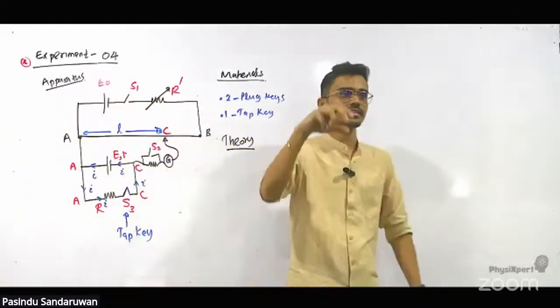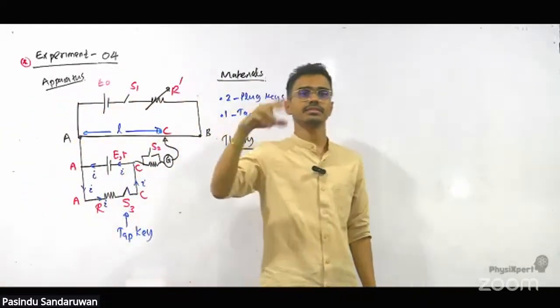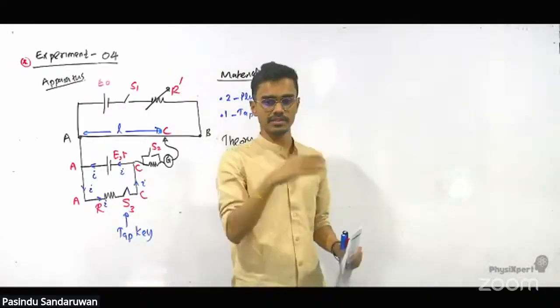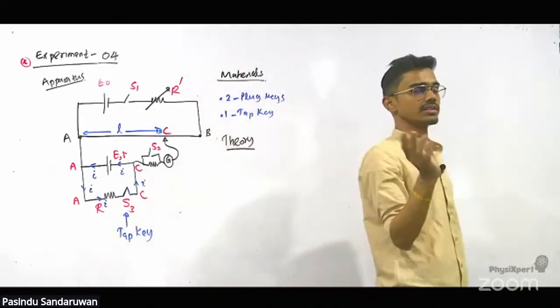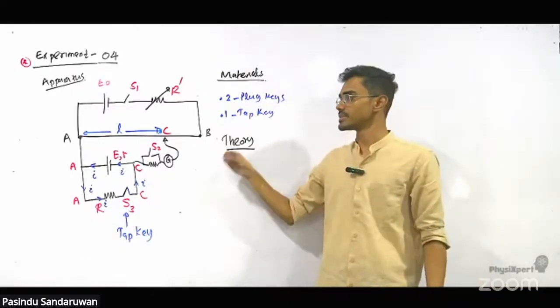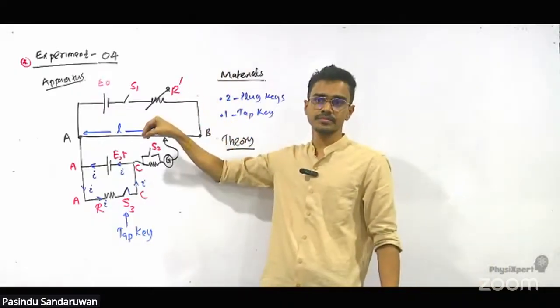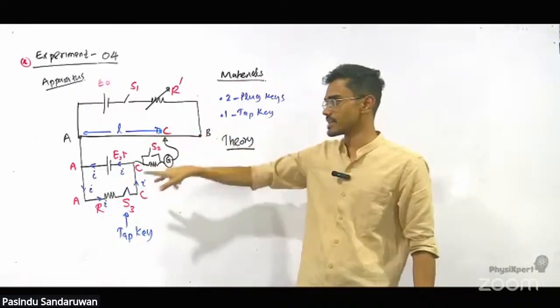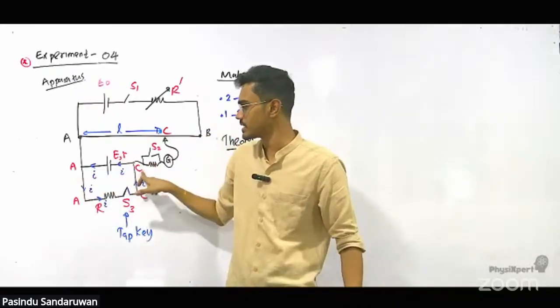After properly connecting this, keeping the finder at A and B, check the deflection of the galvanometer, whether it passes through zero from one side to the other, right? Then you have to find the balance point. At that balance point, there is going to be a balance at AC.